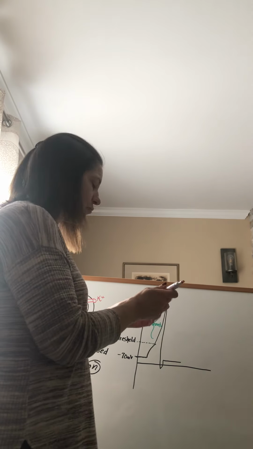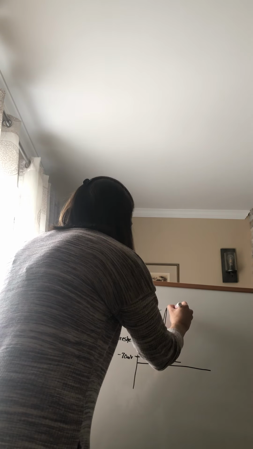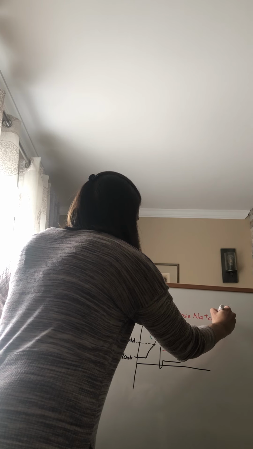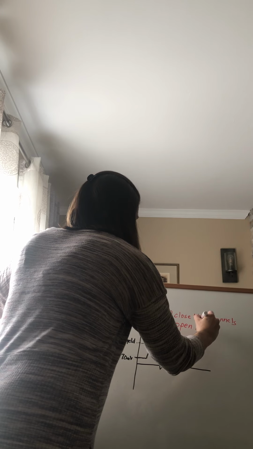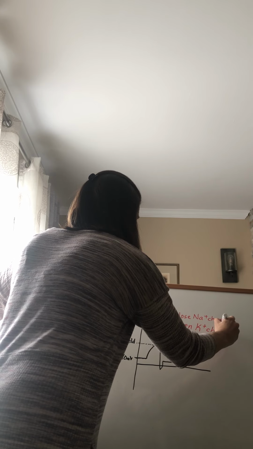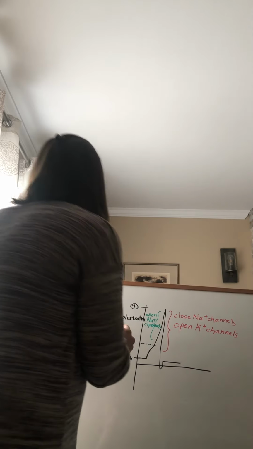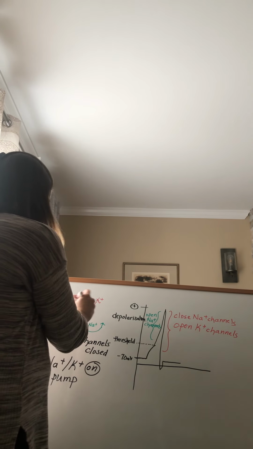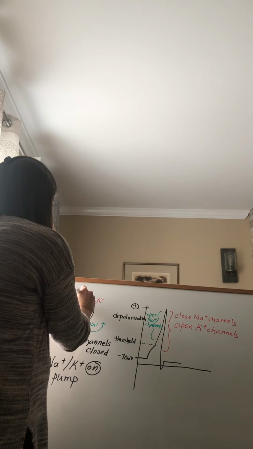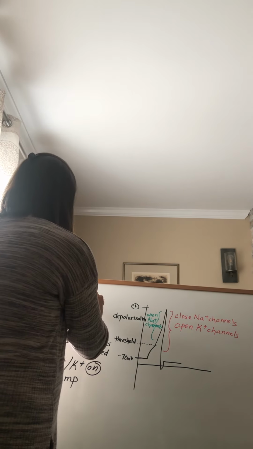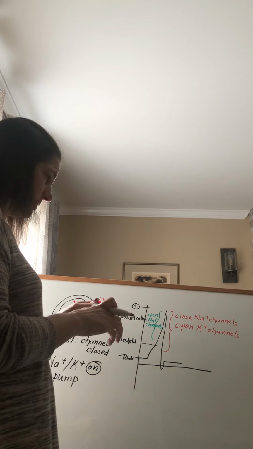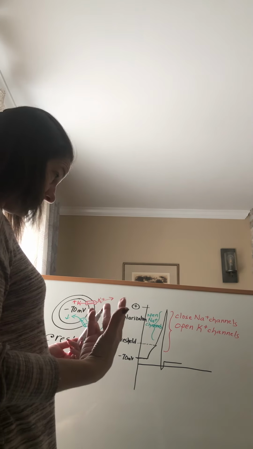So we have to do repolarization. So on this side, we will close sodium channels. We're done with those. But we're going to spring open the potassium channels. And remember, we had been pumping potassium into the cell. So potassium is at a higher concentration in here than it is out here. So when we open up those channels, potassium is going to leak out through its channel, because it would like to achieve equilibrium.